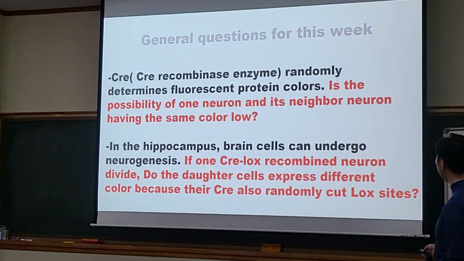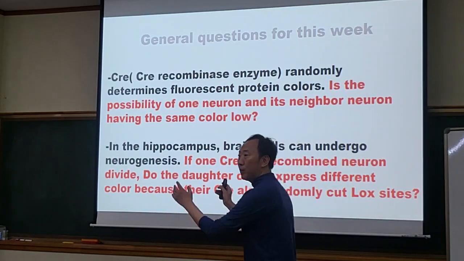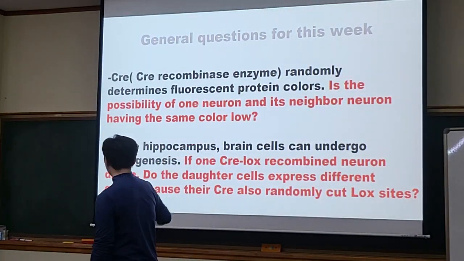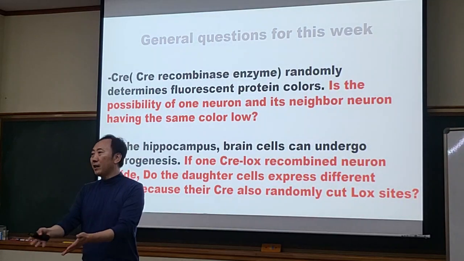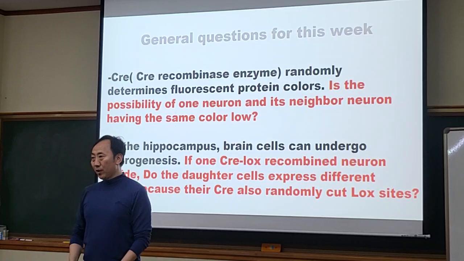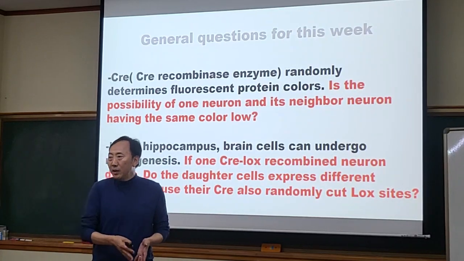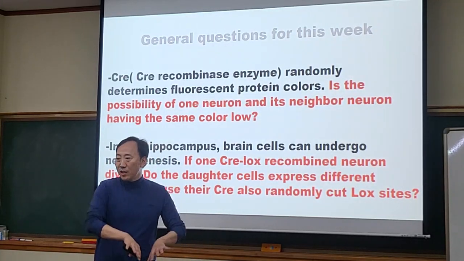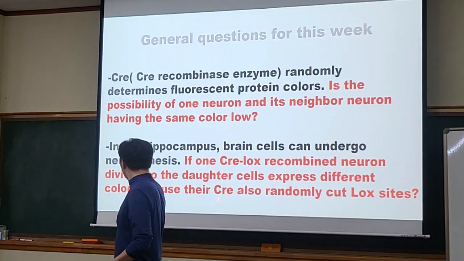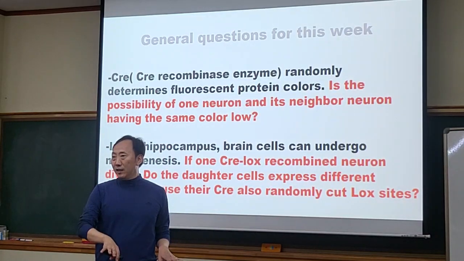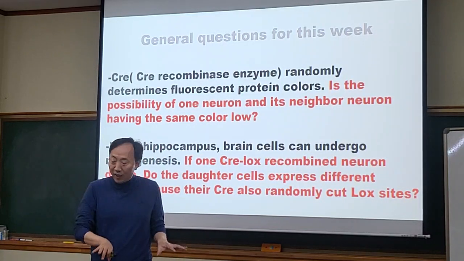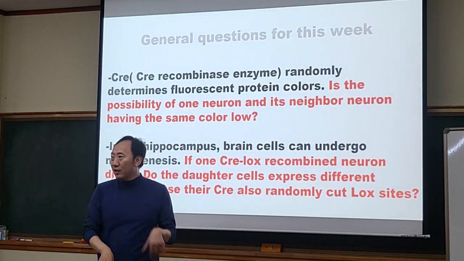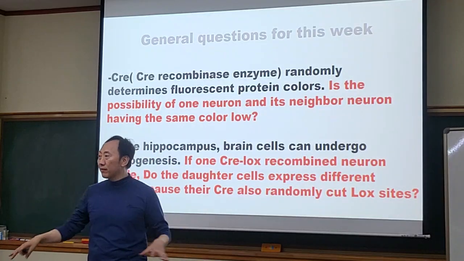There's one more question. If this neuron divides, can the other cell express the same or a different color? Once this combination is fixed, then that's done. If it divides, it should have the same colors. So this recombination should happen in the middle of those divisions. Once it is divided, the recombination is also fixed, so it should not make too many more cells. If they do, then you see the color mix: one big chunk, one color, and different chunks.